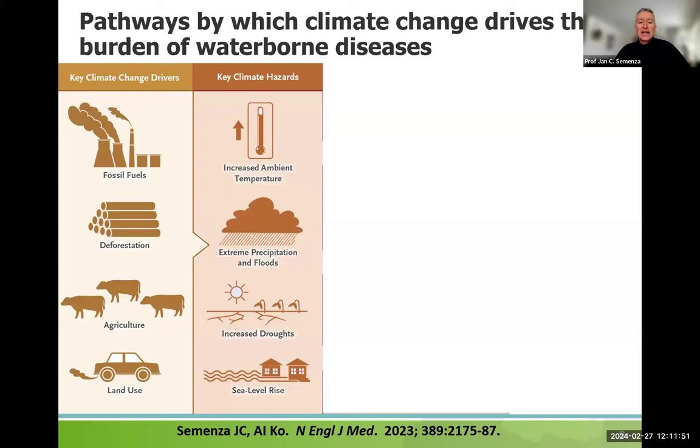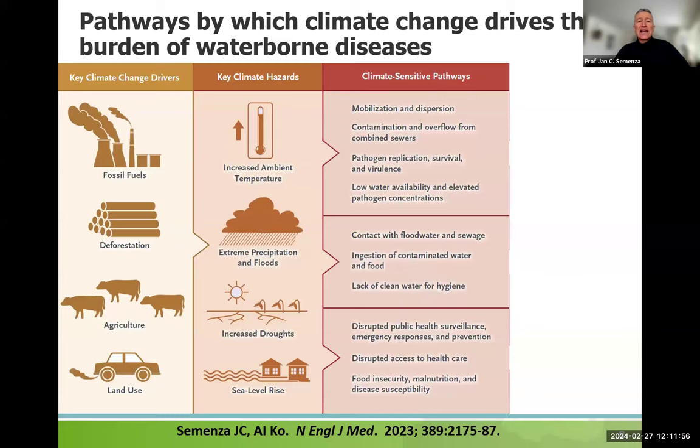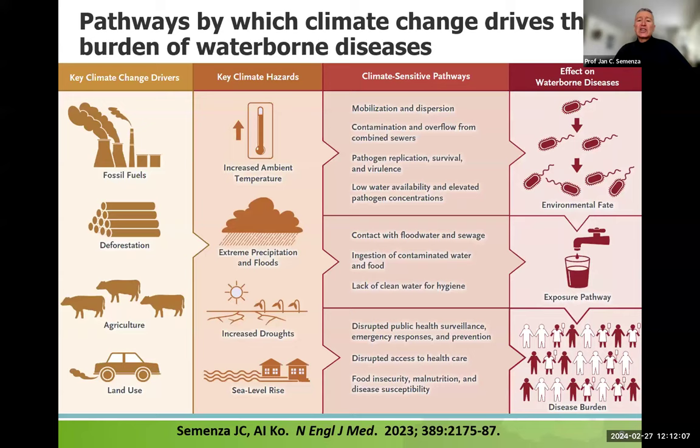It turns out that these climate hazards impact the pathway of waterborne diseases by mobilizing and dispersing these pathogens, and by increasing the replication and survival of these pathogens. You can see here in the top right corner how one organism multiplies, becomes two, and then they double into four. How the temperature increases that replication rate of these pathogens is a huge issue.